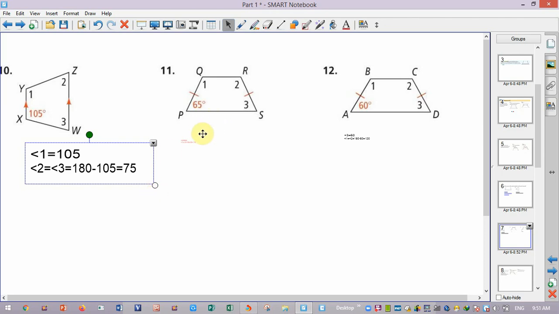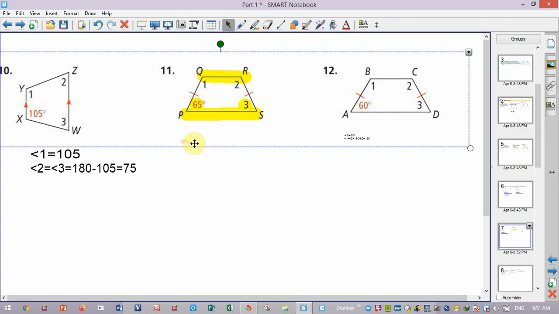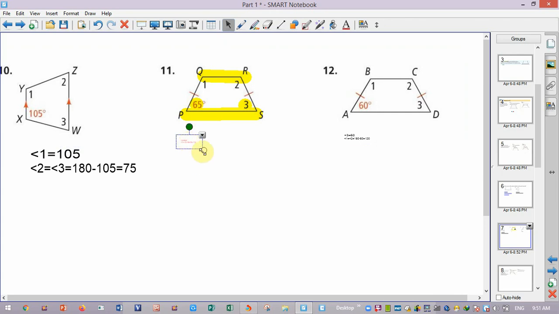Number 11. Which angle is congruent to 65? The two parallel bases. These bases. Then the base angle 3 and 65, 1 and 2. Then 3 equals 65, and 1 and 2, each one equals 180 minus 65 equals 115.